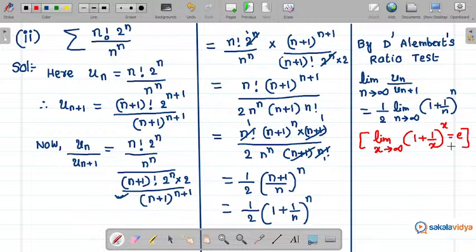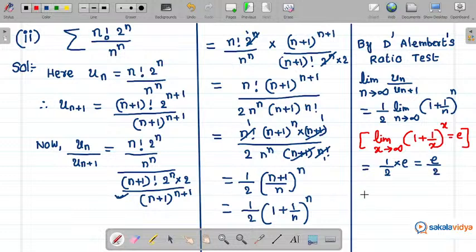of the Napier's logarithms, that is e. So now we are going to get this one equal to half times e, that is e upon 2. So now we need to check whether e by 2 is less than 1 or greater than 1. How do we check?